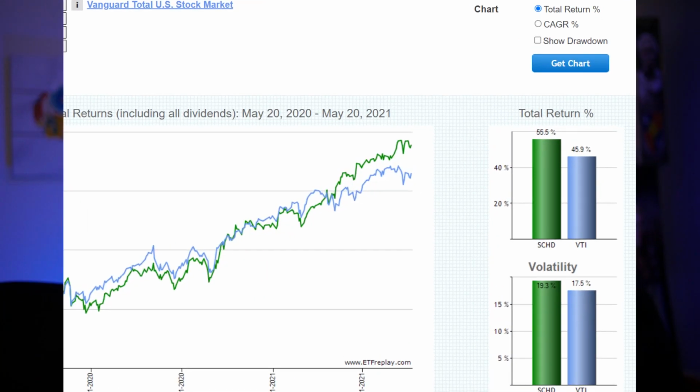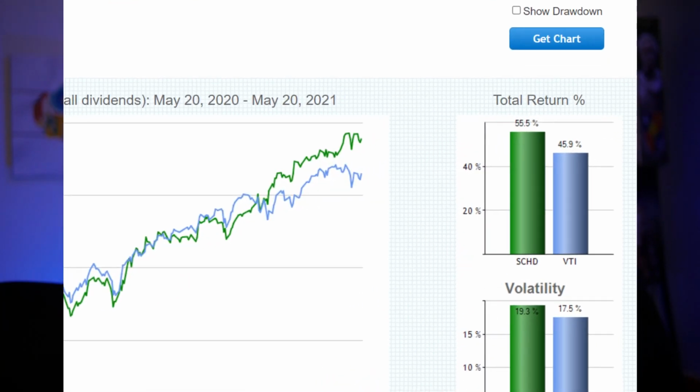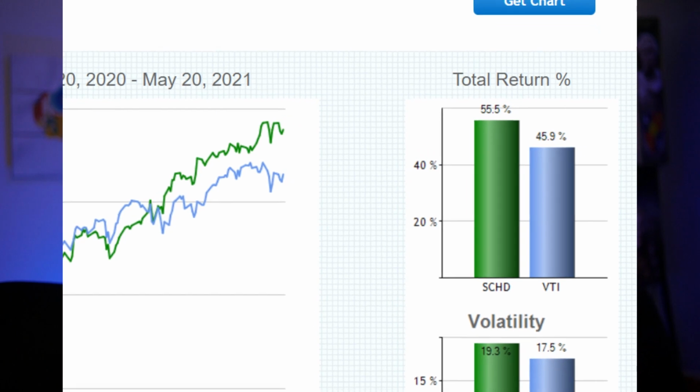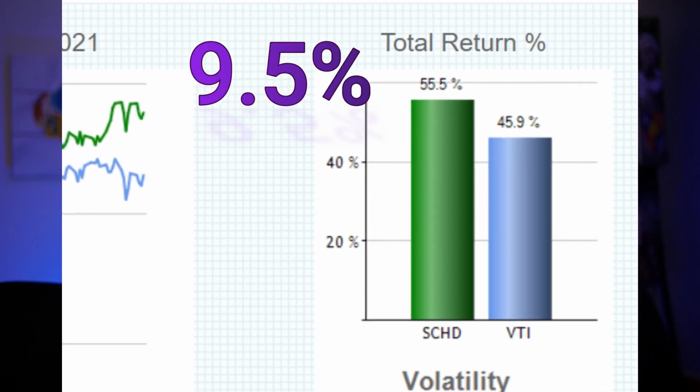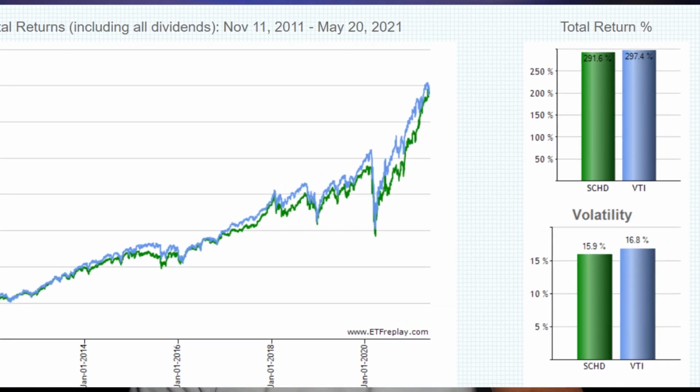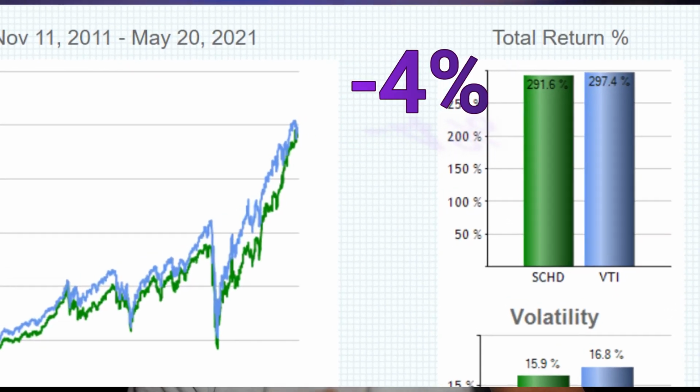If we look at the past year's performance, SCHD actually outperforms VTI by 9.5%. Over the history of the ETF, it only lags VTI by 4%. Over the history of the ETF, it's essentially even with the total broad market index that VTI is.